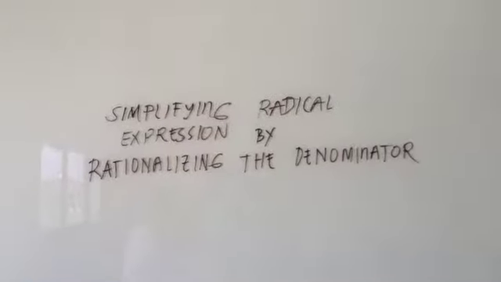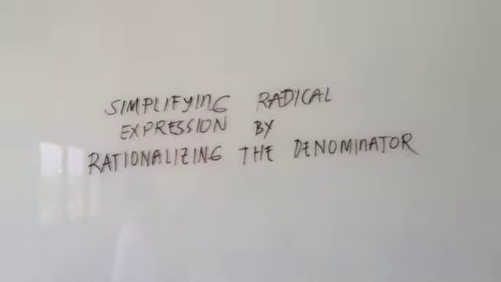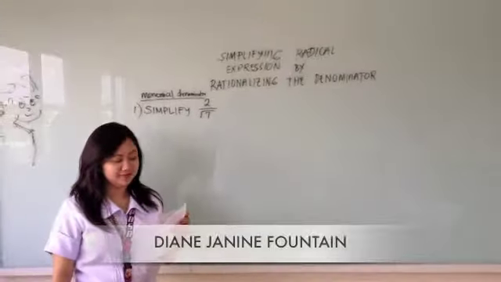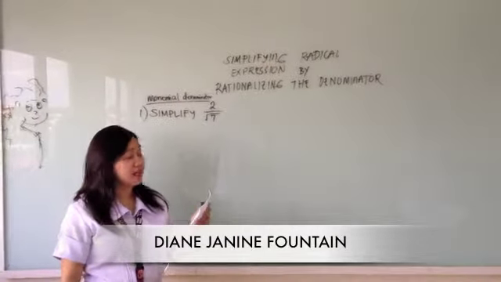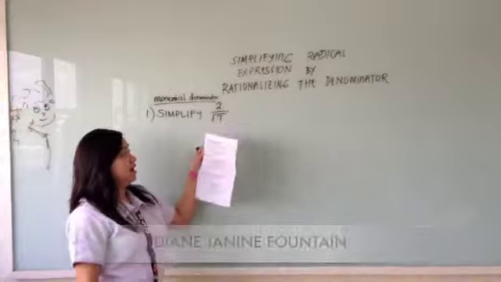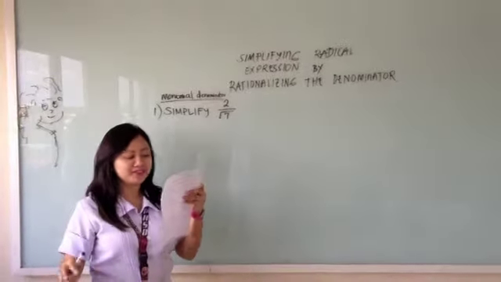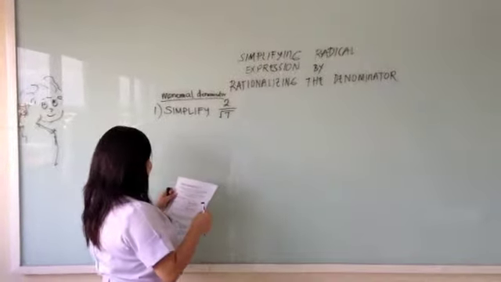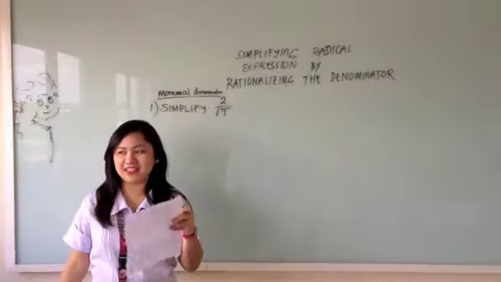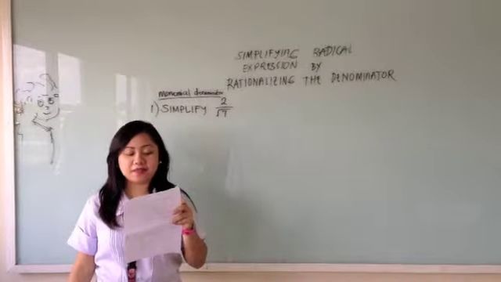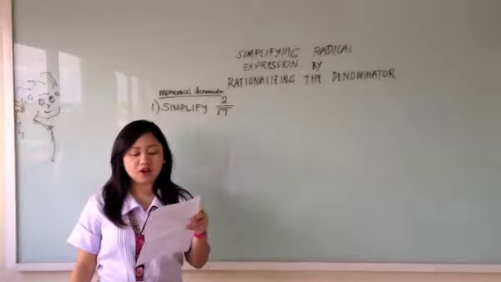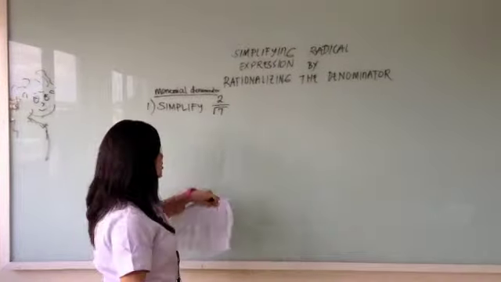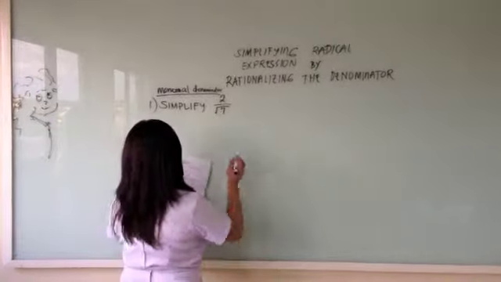Simplifying radical expression by rationalizing the denominator. When the denominator is monomial, multiply both the numerator and the denominator by whatever makes the denominator an expression that can be simplified so that it no longer contains a radical. So, here's the given.